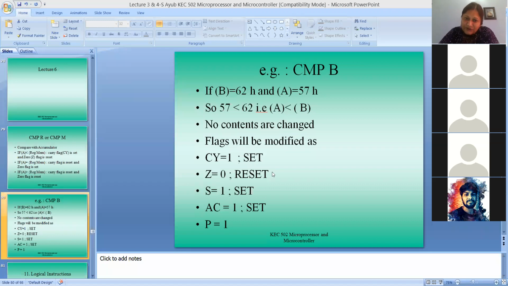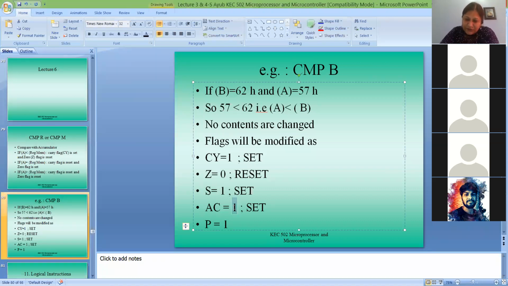So what should be your auxiliary flag? Yes, ma'am. What should be the auxiliary flag here? It should be 0, ma'am. Very good. Why should it be 0? Because 7 minus 2 is a positive number, so the auxiliary carry flag is not set to 1. And what will be the sign flag over here?